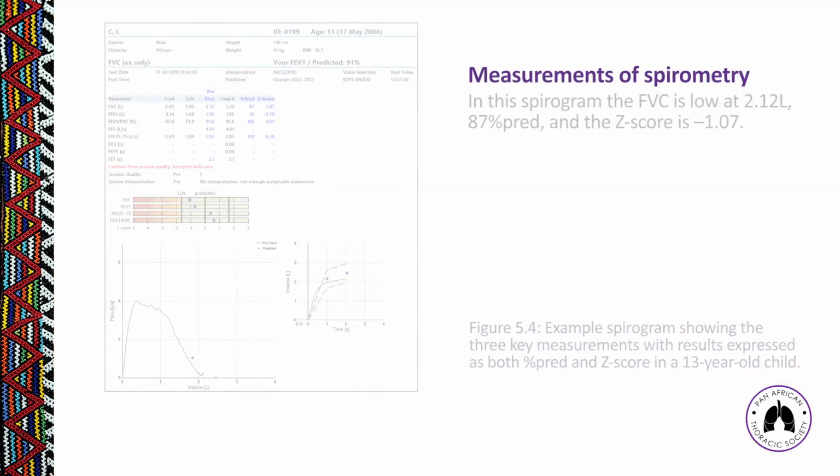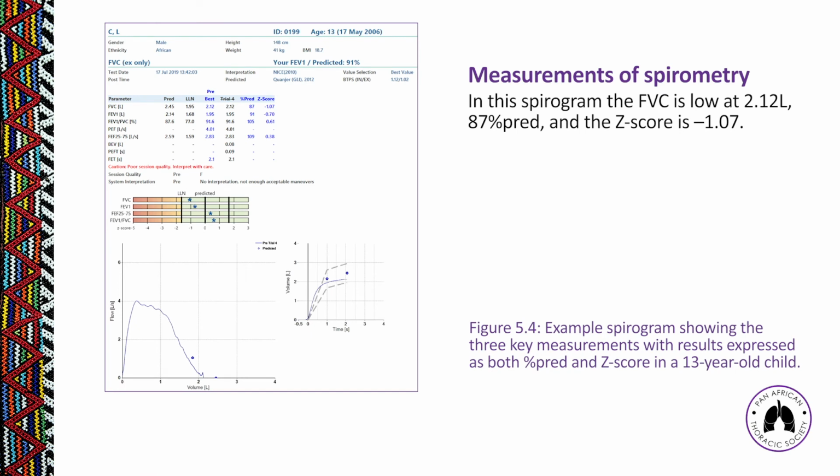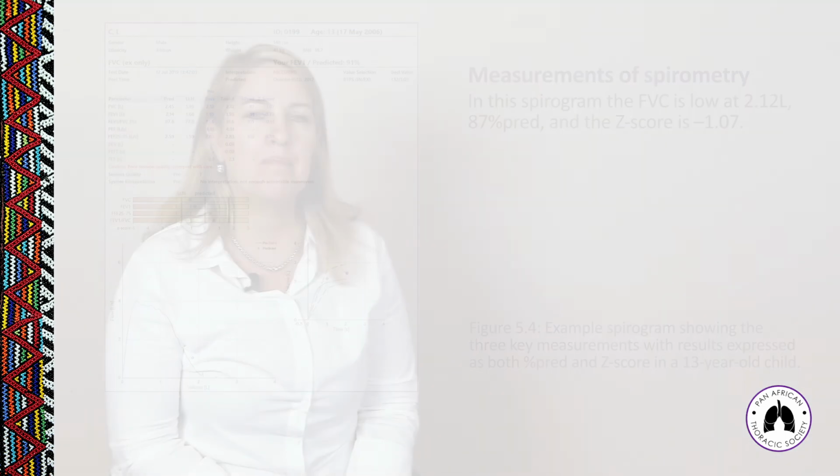In figure 5.4, the example spirogram shows the three key measurements with the results expressed both as percentage of predicted and Z-score in a 13-year-old child. Have a look at it. The FVC is low at 2.12 liters, 87% of predicted, and a Z-score of minus 1.07.